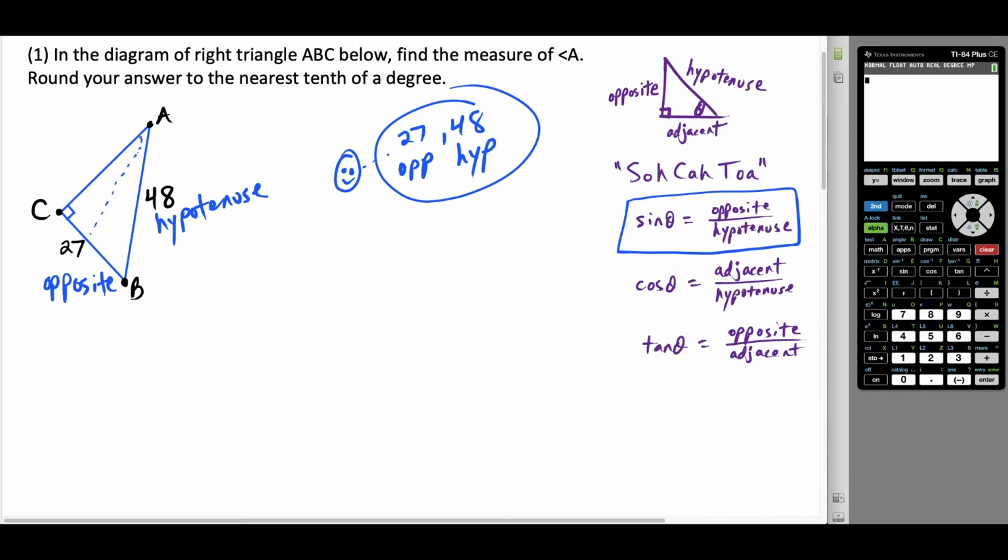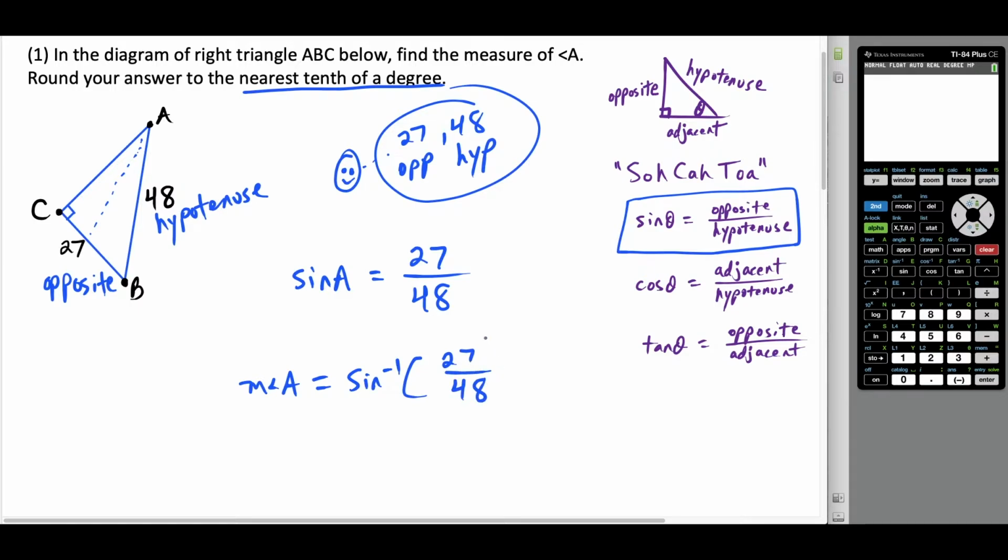But now think about this relative to angle A. So I could say sine of angle A is equal to the ratio of the side opposite of A, which is 27 units, over the hypotenuse, which is 48 units long. But remember, the goal is to find the actual measure of angle A, and we're rounding to the nearest tenth of a degree. So to solve for the measure of angle A, we have to do the opposite of sine, which is sine inverse, or sometimes people call it arc sine. So we're doing sine inverse of the ratio, 27 over 48.